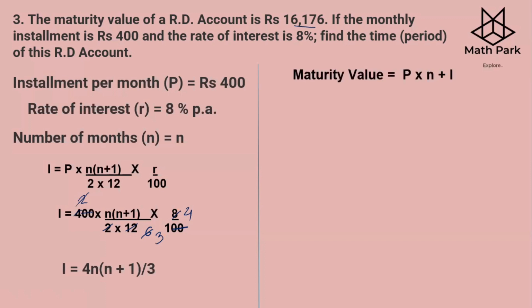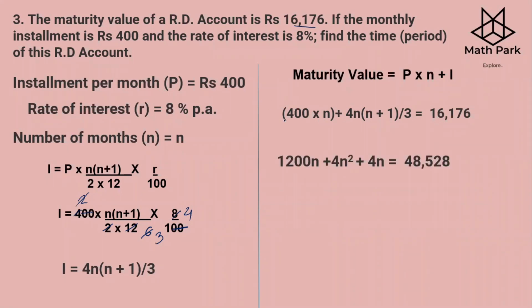Now maturity value is P times N plus I. 400 times N, which is P times N, plus 4N in bracket N plus 1 divided by 3. This is the interest, gives 16,176. So let us simplify this equation. So multiplying by this 3, having the LCM over here. So 3 times 400 is 1200N plus 4 times N is 4N square. 4 times 1 is 4N. And then the denominator was 3, which goes here.